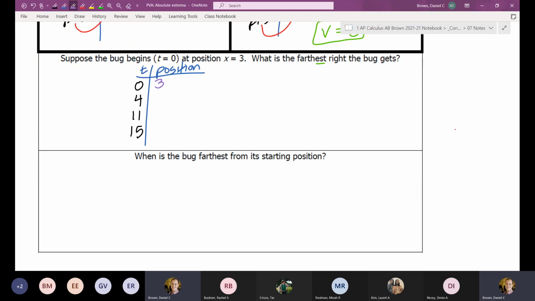What is the position at 4? The position at 4 is this: the bug starts at 3, that 3 happened at 0, traveling to 4, of v of t dt, and we're going to use the graph to find that. Where's the bug at 11? Again, it's starting at 3, from 0 to 11, v of t dt. That will be the position of the bug at 11. How can we find the position of the bug at 15? That will be 3 plus the integral from 0 to 15 of v of t dt.